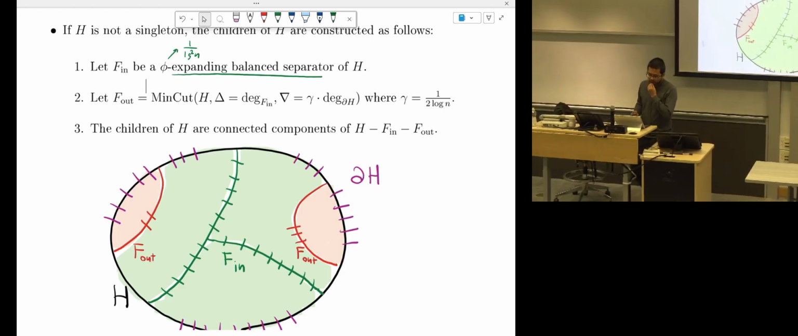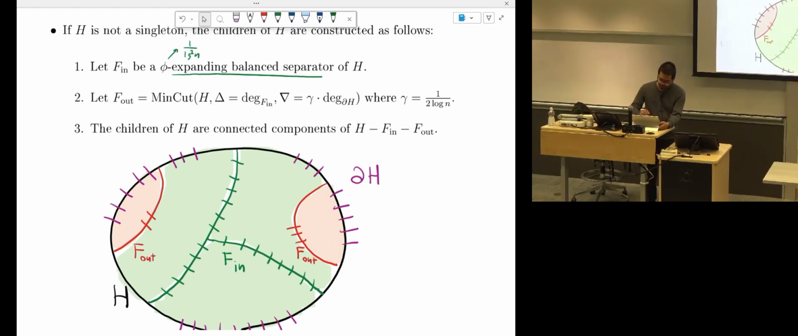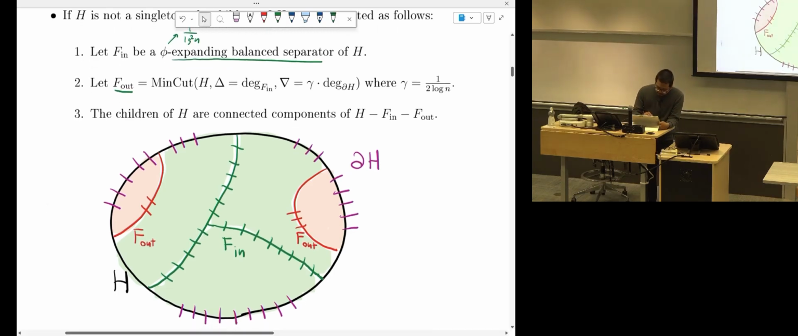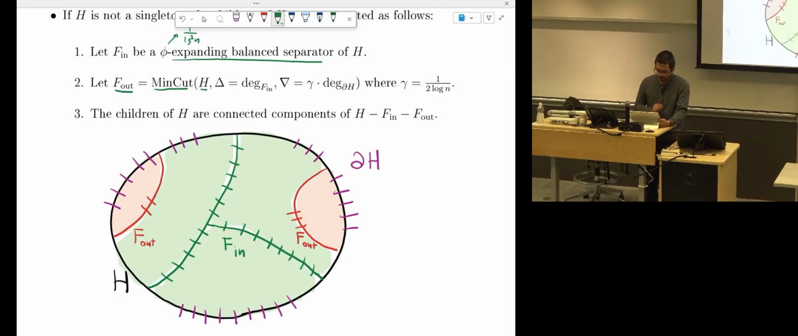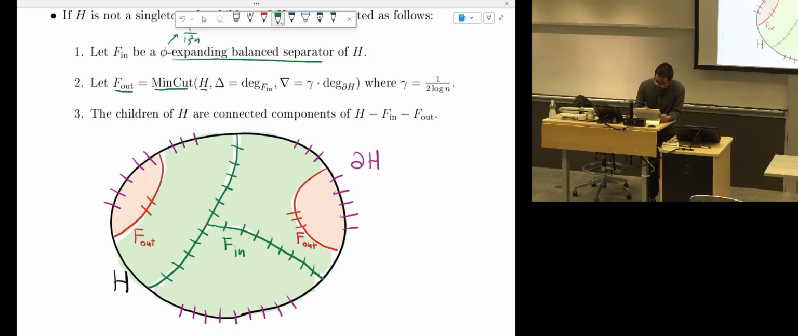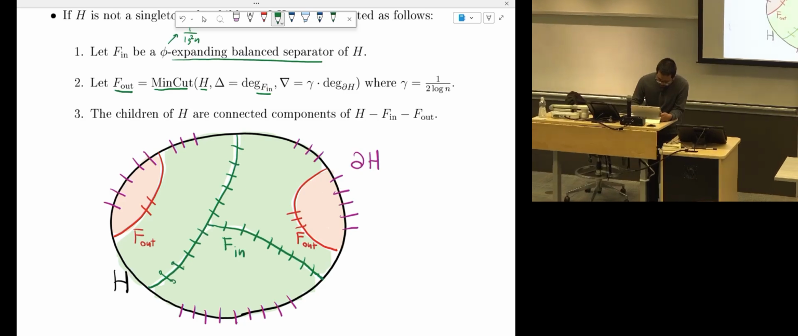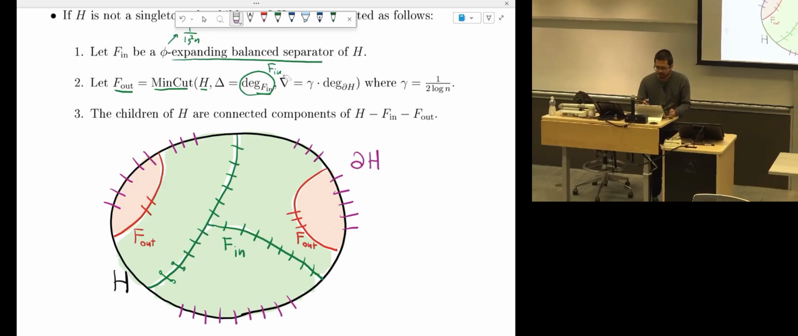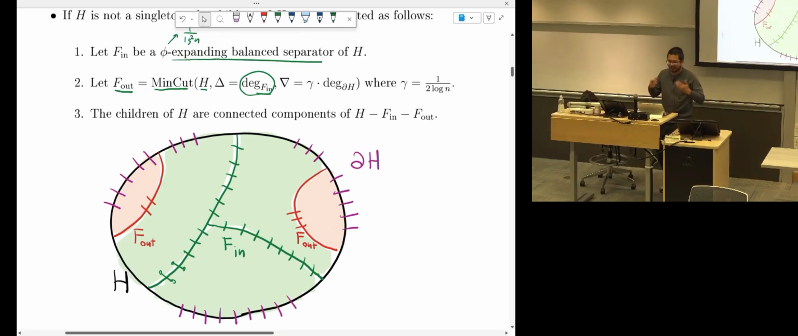Then next we're gonna compute the outer separator. So what is this? This is going to be the min cut in H, where the source is F_in, the node weighting of F_in, and you can think of this as H itself too. By now I think you might know that when I look at the node weighting of some H, I just think of it as H.